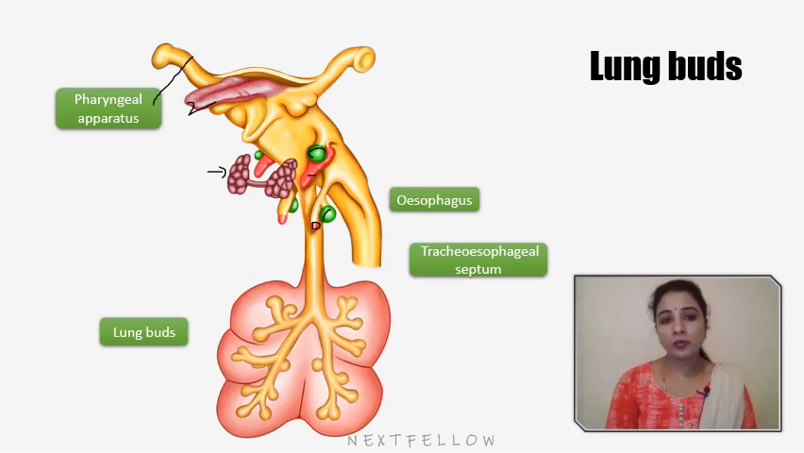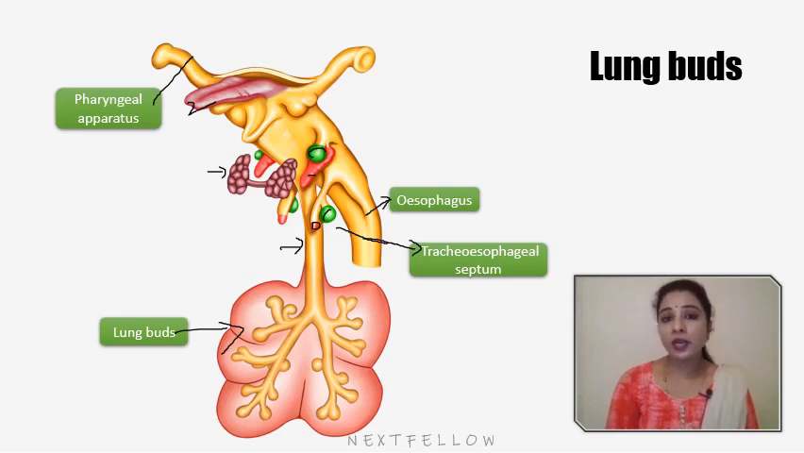So we can see the pouch derivatives, and we can see the esophagus developing here, and this is the tracheoesophageal septum. This septum is a groove that separates the esophagus from the laryngotracheal tube on the anterior side, and we can see the lung bud starts developing. The tertiary bronchi continue to divide to form the respiratory bronchioles.